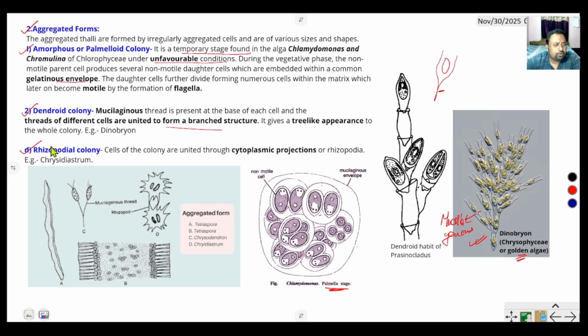Number 2, rhizopodial colony. Rhizopodial means found in Chrysidium, where the protoplast has no cell wall. The protoplast cytoplasm protrudes out to form a pseudopodia-like structure, a cytoplasmic projection, found in Chrysidium.